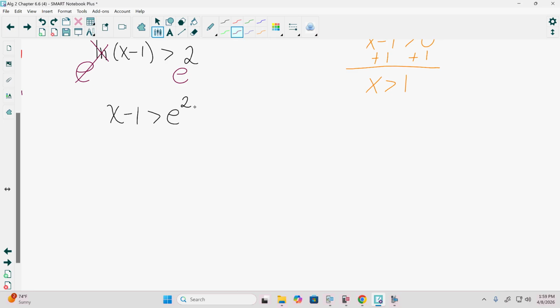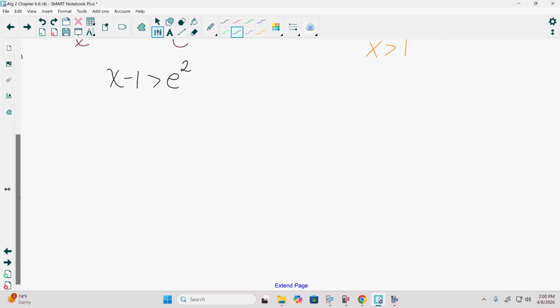Questions on this so far? At this point, we need to get x by itself. So the last thing we need to do is add 1, because our negative 1 plus 1 will cancel. Telling me x is greater than e to the second plus 1. Questions on this so far?